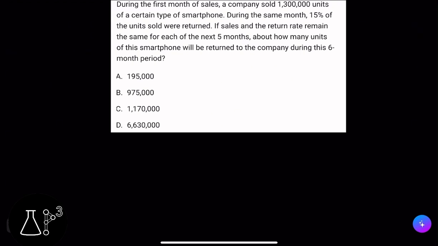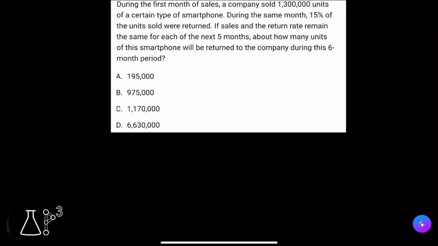During the first month of sales, a company sold 1,300,000 units of a certain type of smartphone. During the same month, 15% of units were returned. If the sales and the return rate remained the same for each of the next 5 months, about how many units of this smartphone will be returned to the company during the 6-month period? Okay, let's go through all the information given.